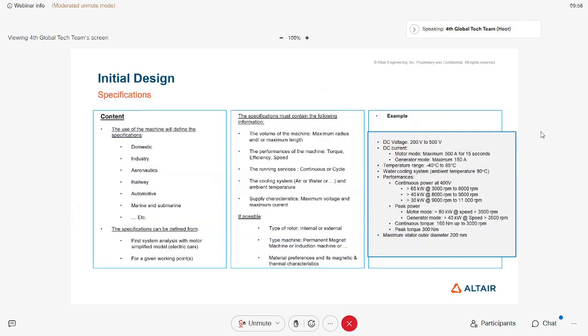Okay, so the specification can be different according to the application. Then we can find home appliance applications, transportation applications, industrial applications. And then the constraints and the need are different from one application to another. And the specification in terms of performances, thermal constraints, and mechanical constraints are different as well.